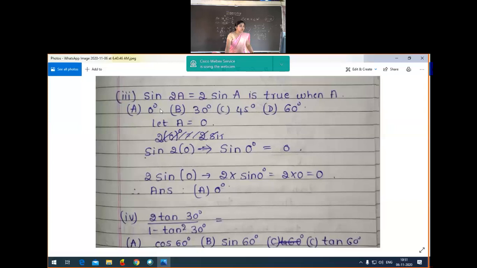Options are 0, 30 degree, 45 degree, 60 degree. So we'll begin with the 0 degree.